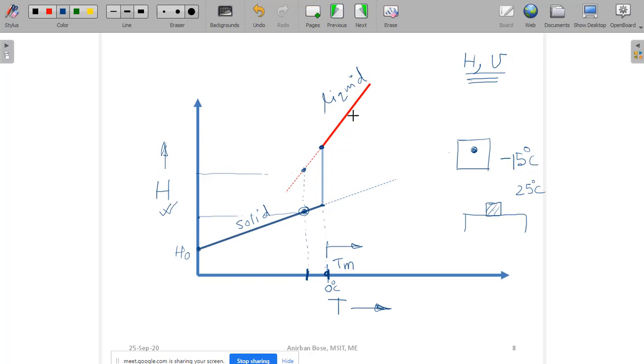But from the diagram, what do we observe? Which one has the lower energy state? Here you can see that in case of solid you are getting the lower energy, whereas in case of liquid you are getting the higher energy. So higher energy cannot be the stable state.